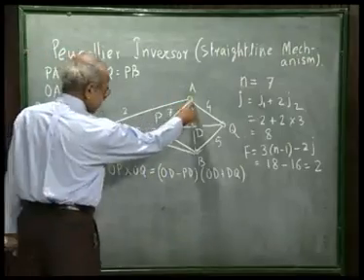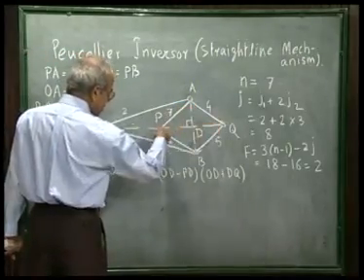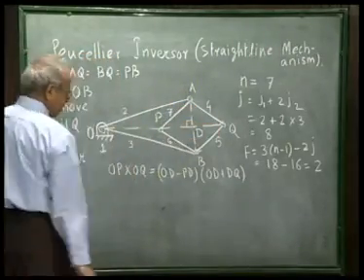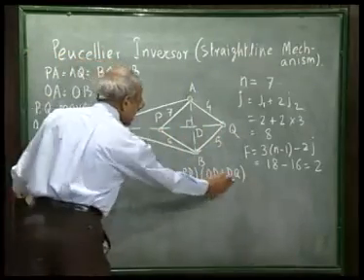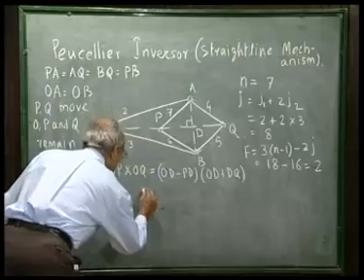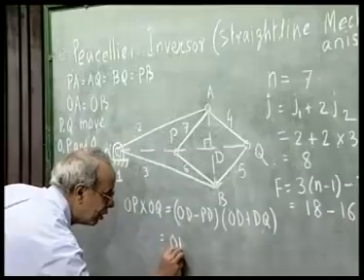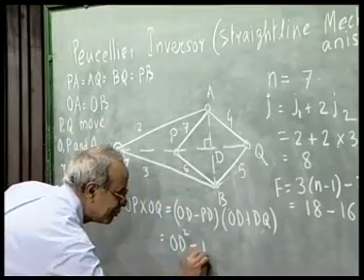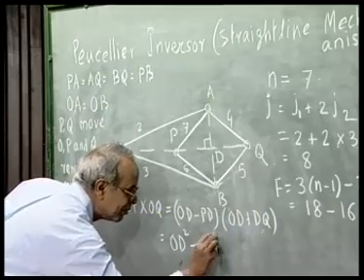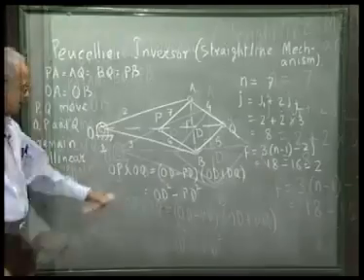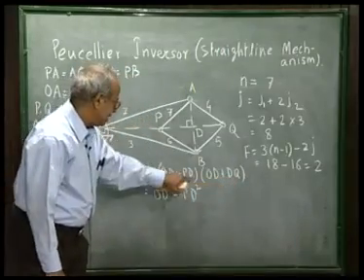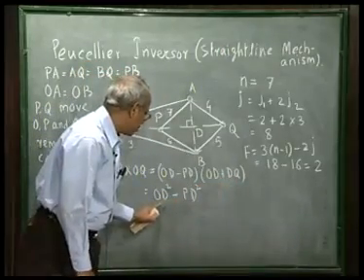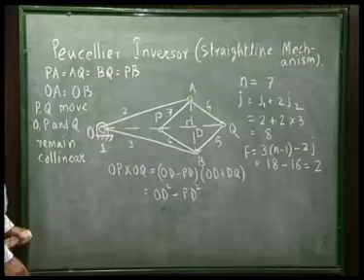Because the diagonals of a rhombus bisect each other perpendicularly, I can write PD is the same as DQ. So this DQ, if I write as PD, I get OD squared minus PD squared, because DQ I can write as OD plus PD, and OD minus PD into OD plus PD will give me OD squared minus PD squared.